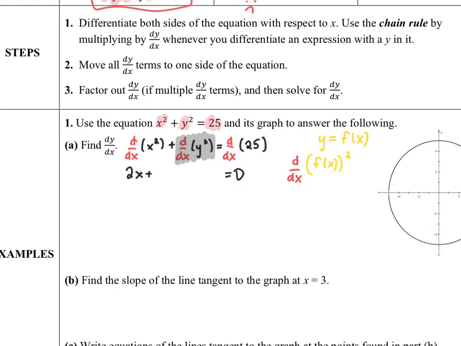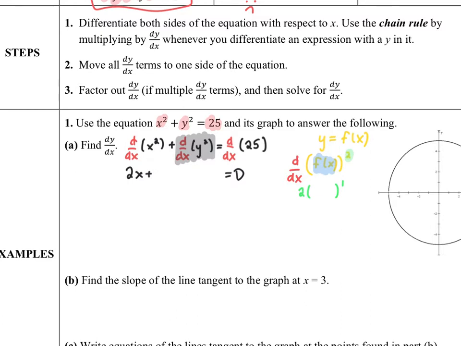And when I rewrite it in this format, you should recognize that I have a chain rule going on. I've got this function f of x, and it is inside of this squaring function. So in order to do this derivative, I would need to do a chain rule.